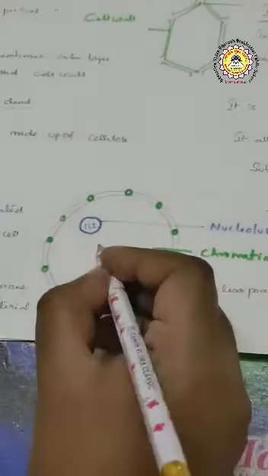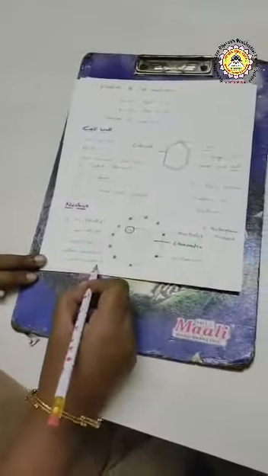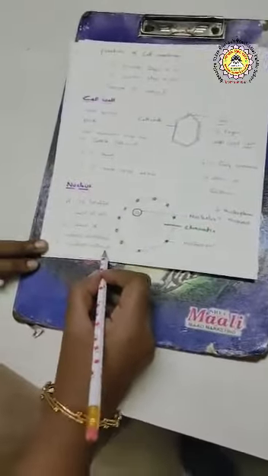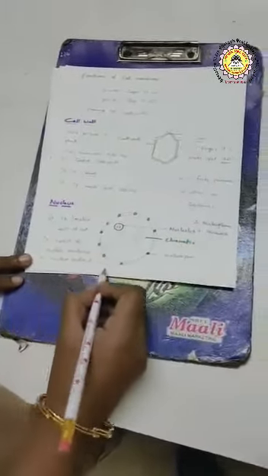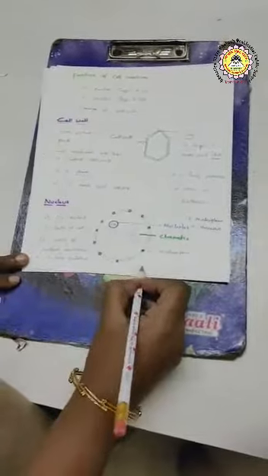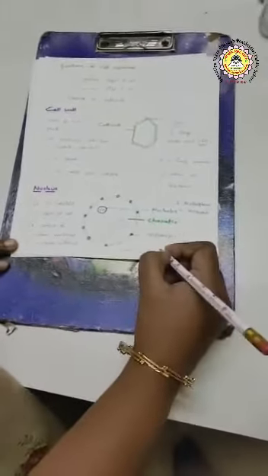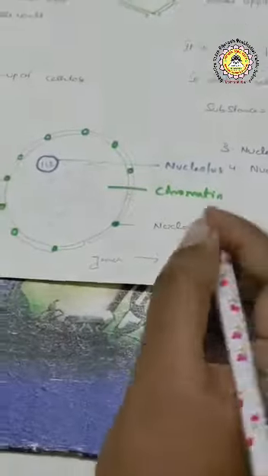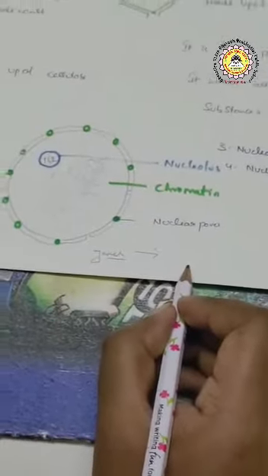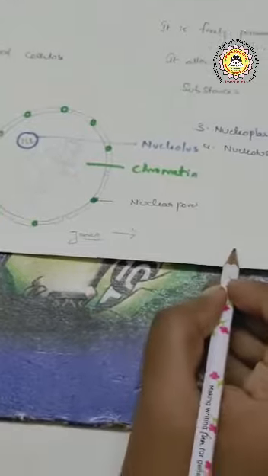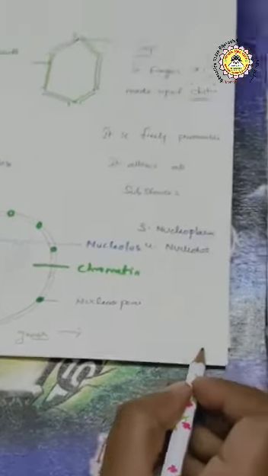Next, these thread-like structures are called chromatin. Nuclear material contains chromosomes, made up of DNA and proteins. DNA segments are called genes. Genes are hereditary vehicles. From one generation to another generation, these genes carry the characters.